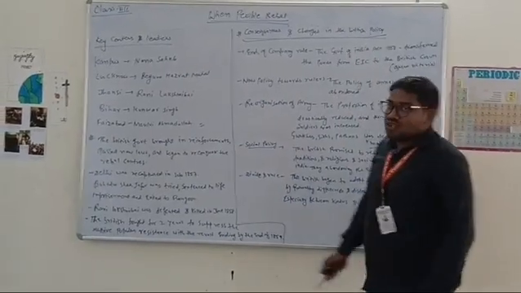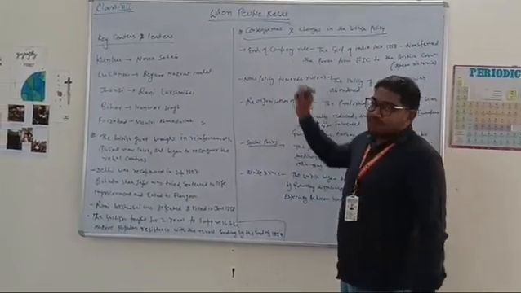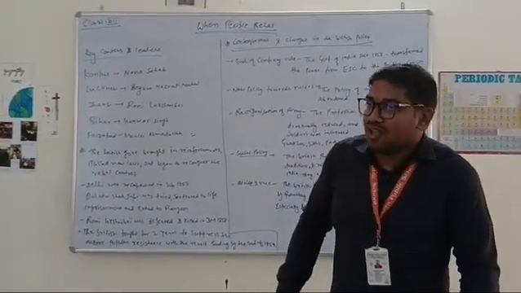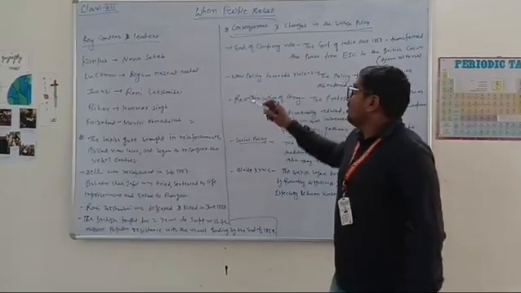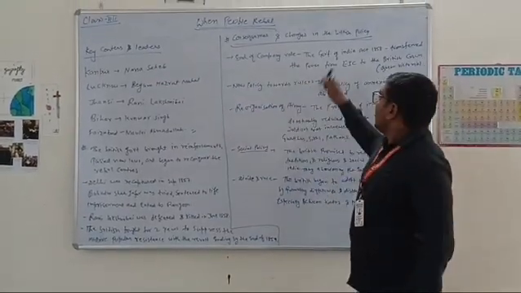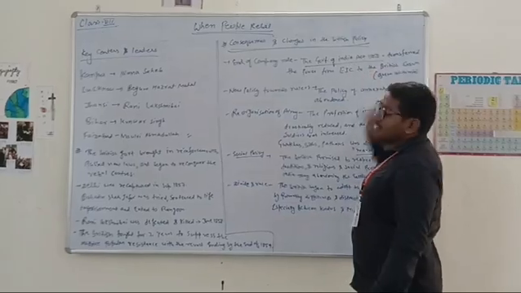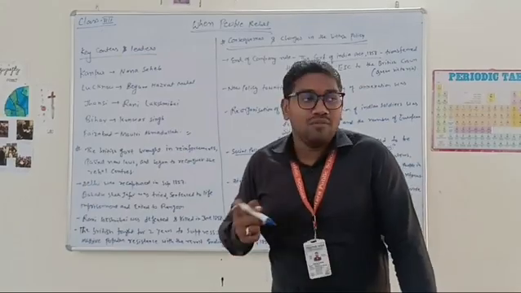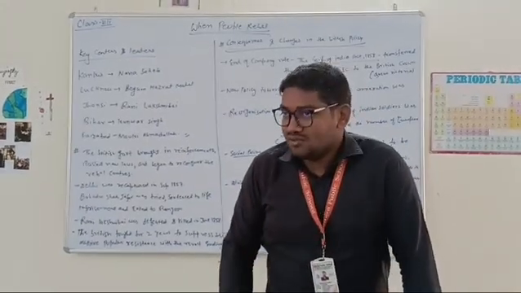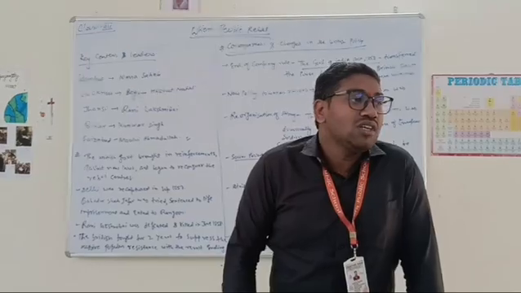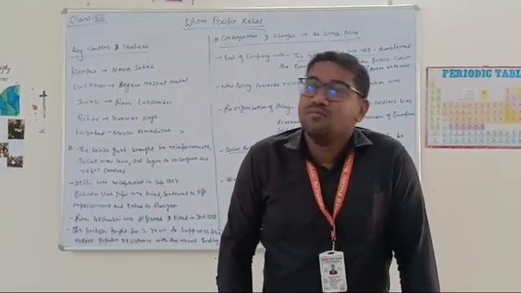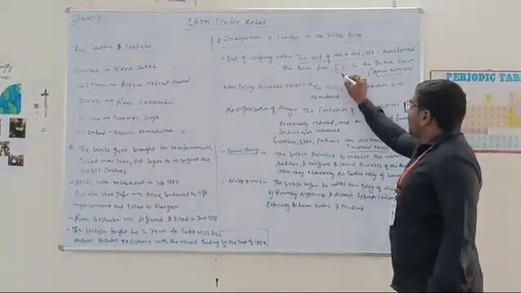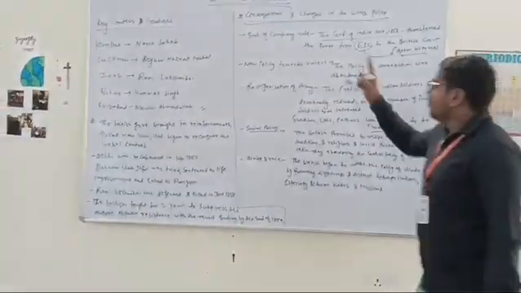As a consequence, the first and very major thing is the end of company rule. As you know, the Britishers were working in India under the East India Company. After the revolt of 1857, the Government of India Act 1858 was passed. This act transferred the power from the East India Company to the British Crown. Who was on the throne? Queen Victoria. So the power was transferred from the East India Company to Queen Victoria. This is the first consequence.